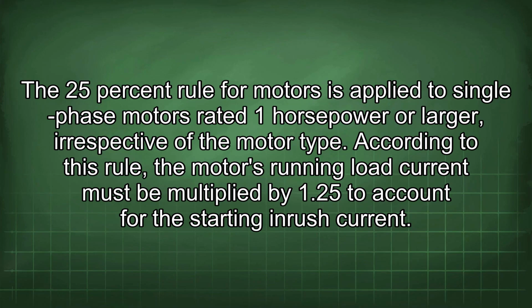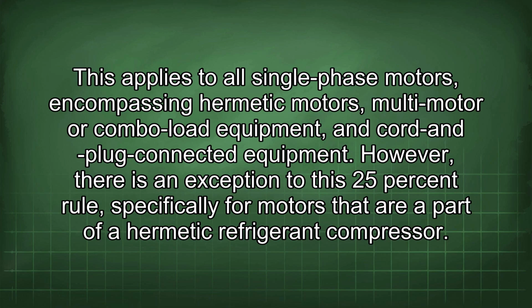The 25% rule for motors is applied to single-phase motors rated 1 horsepower or larger, irrespective of the motor type. According to this rule, the motor's running load current must be multiplied by 1.25 to account for the starting inrush current. This applies to all single-phase motors, encompassing hermetic motors, multi-motor or combo load equipment, and cord and plug connected equipment.